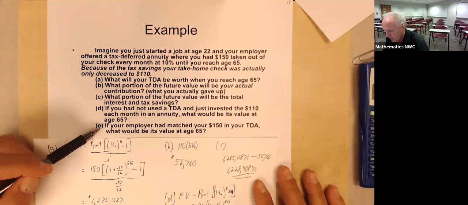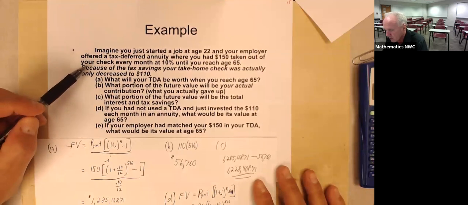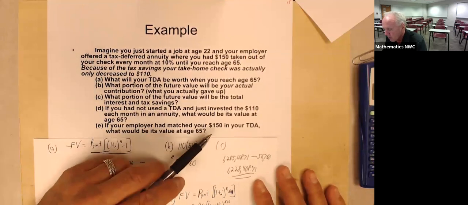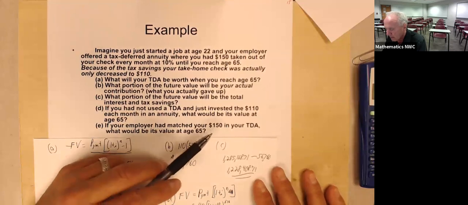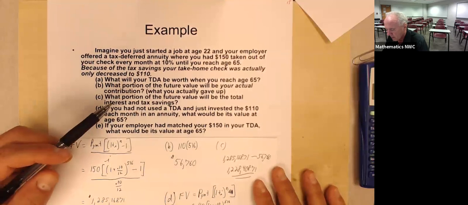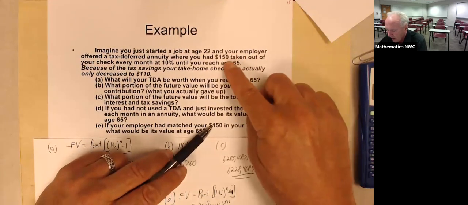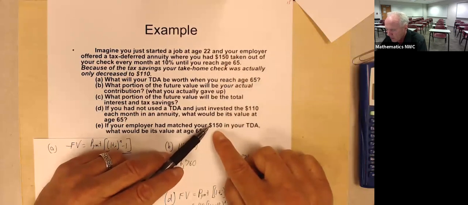A lot of employers do that. They want you to save for retirement. So to help encourage you to do that, they will match up to a certain amount. In this case, they're matching up to 150. Well, if they matched 150 and you put in 150, what would your thing be worth?